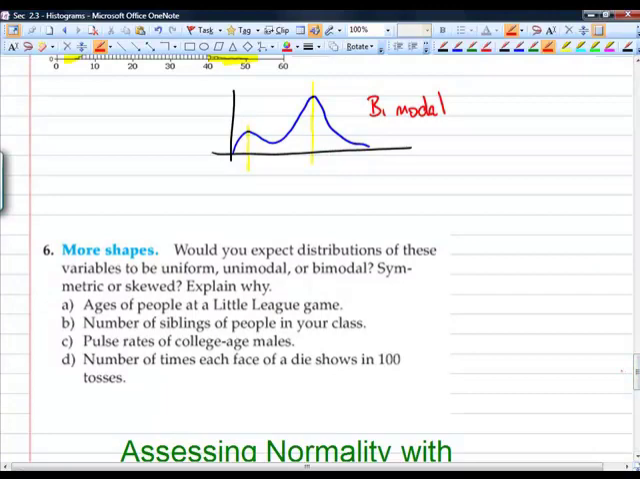All right, here's an example problem. Would you expect the distributions of these variables to be uniform, unimodal, meaning one mode, or bimodal, symmetric or skewed, and then explain why? So here's the situation.